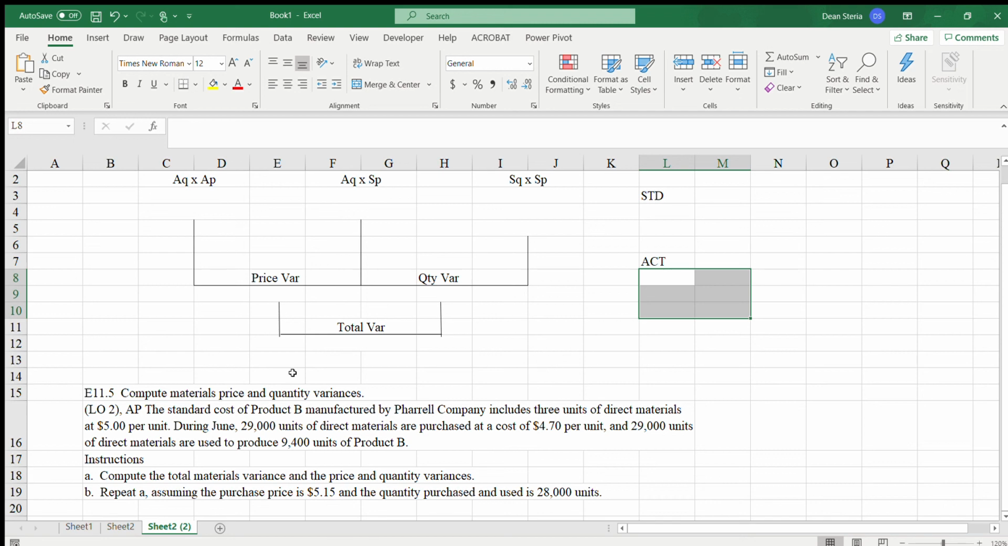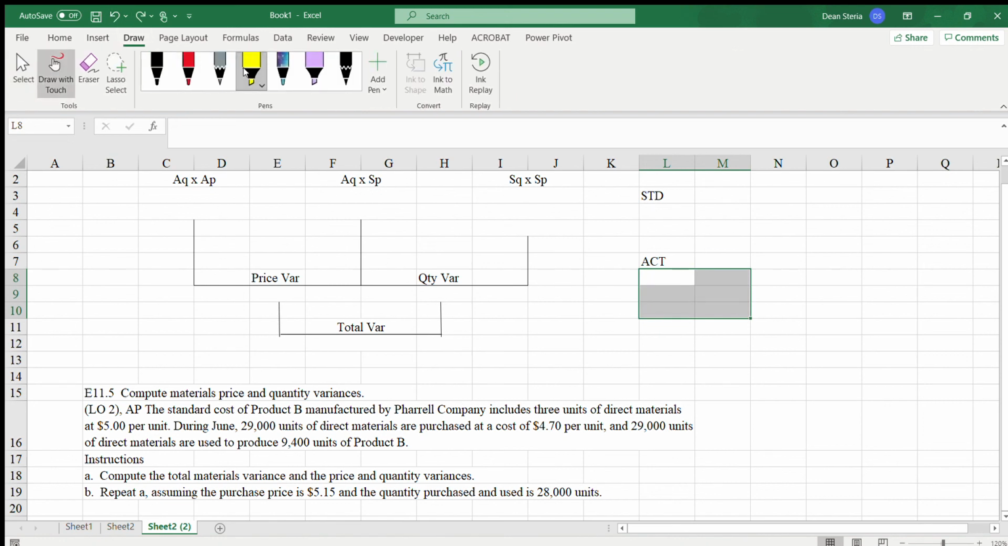Okay, here we have 11.5. We're going to compute the materials price and quantity and total variances again, just like we did with the BE 11.4. This has two different scenarios, so in this video I'm just going to do A, and then I will have another video to do B. So again, the first thing we have to do is defluff it, right? So like I said, we're only going to do A this time.